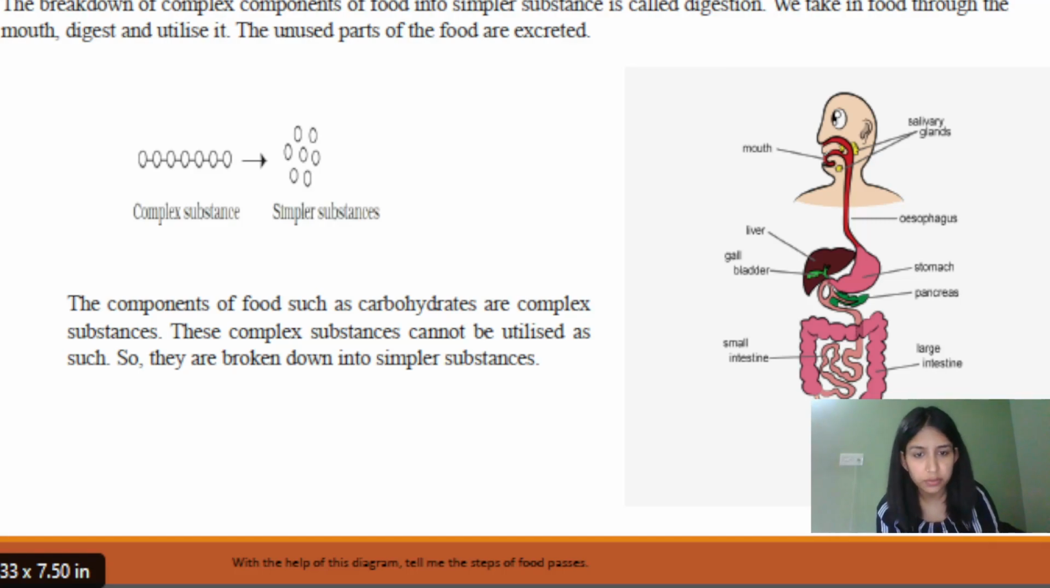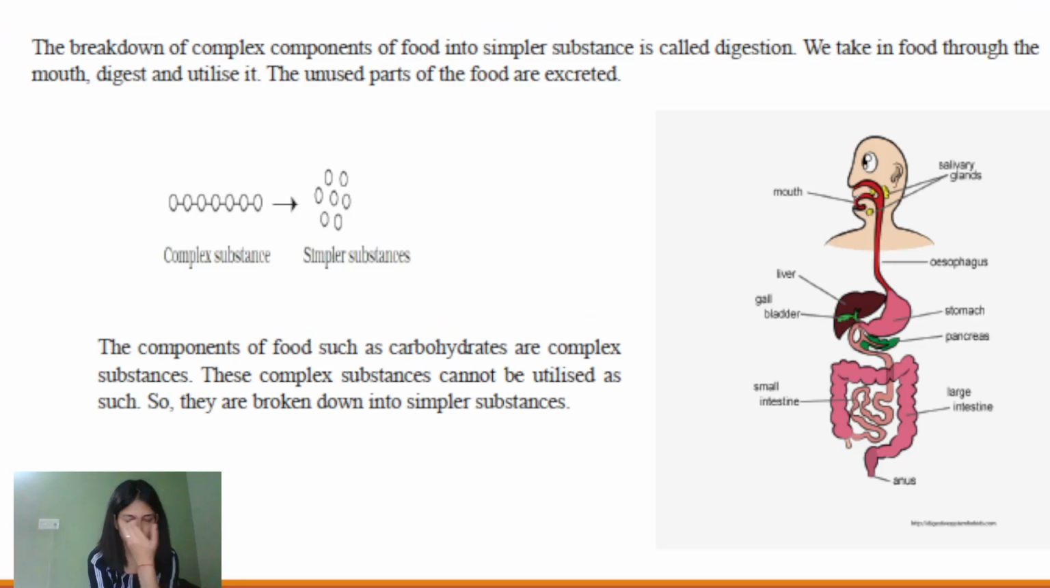So furthermore, the breakdown of complex components of food into simpler substances is what is called digestion. The complex substances are there in the form of the food that we eat. The breakdown of those complex components of food into simpler substances to be absorbed by our body, we call the process of digestion. We take in food through the mouth, digest, and we utilize it. The unused part of the food is excreted.